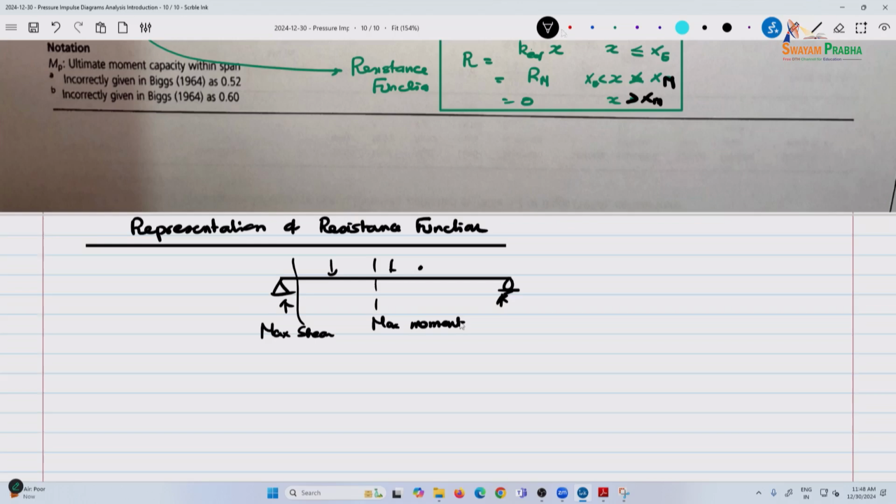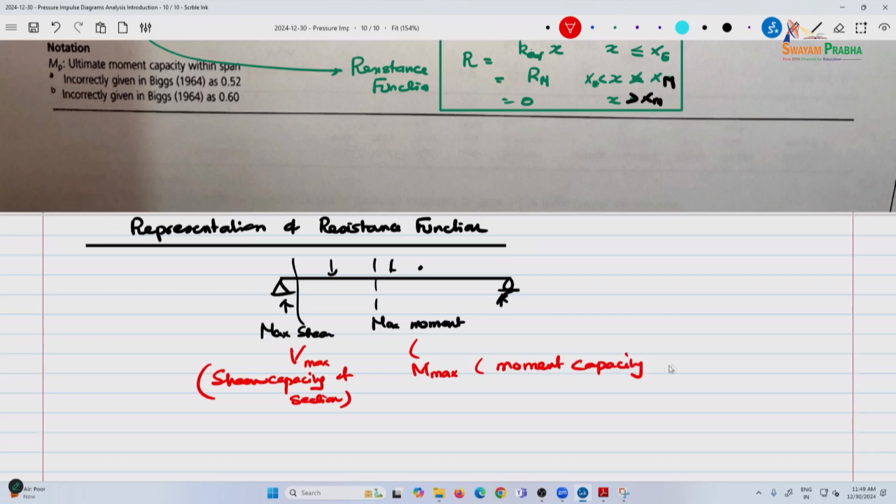And the max shear, let us say this is V max, is the capacity, not the applied load, the shear capacity of the section. The moment capacity of the section, let us say, is M max. Again, it is not the applied max moment, but the capacity of the section.